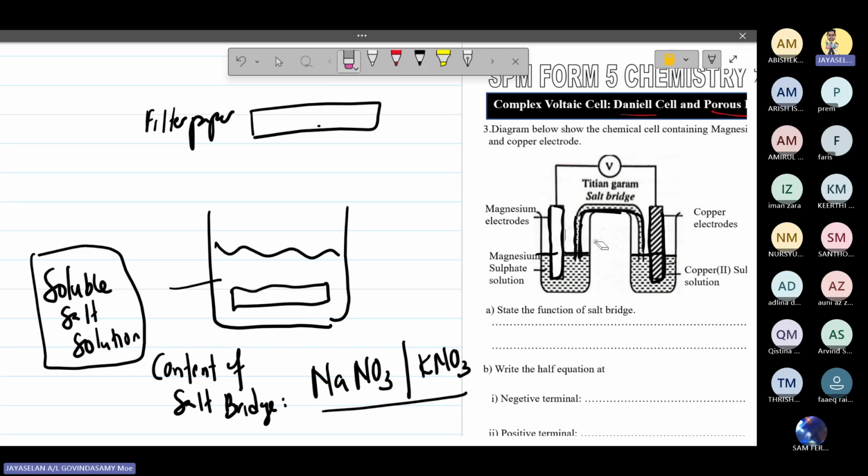Any question? No question, eh? Okay, and what is the function of salt bridge or porous pot? You remember U-tube. U-tube, the bottom one, dilute sulfuric acid function, allow the movement of what? Mesti ingat movement of ion, not electron, eh? Ion in order to complete the circuit. Any question? No question, eh? Okay, copy down this. What is the content of salt bridge?